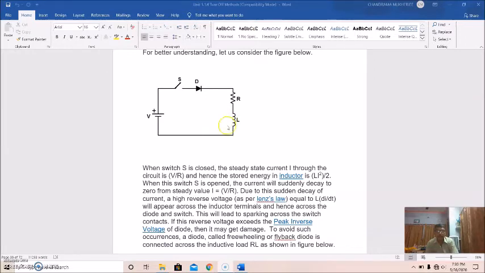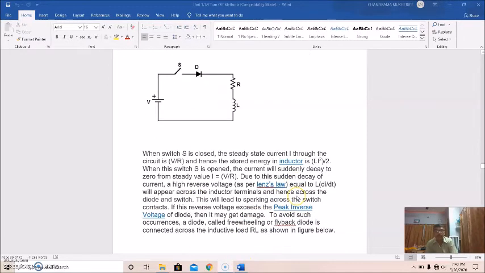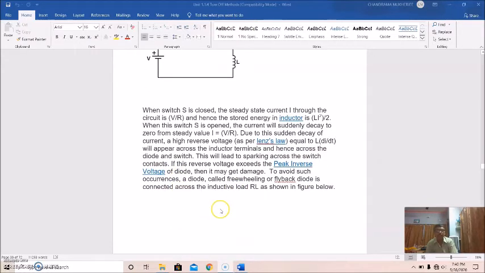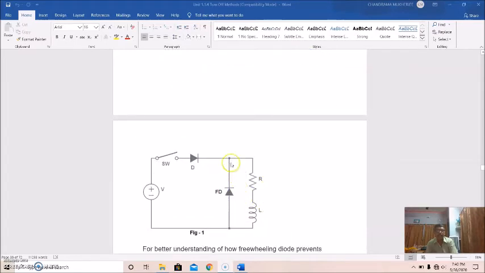This appears across the inductor and hence across the diode and the switch also. This will lead to sparking across the switching contacts. If this reverse voltage exceeds the PIV, the peak inverse voltage of the diode, then it may get damaged. So to avoid such an occurrence, a freewheeling or flyback diode is connected across the inductive RL load here.